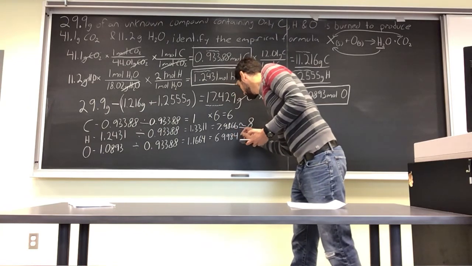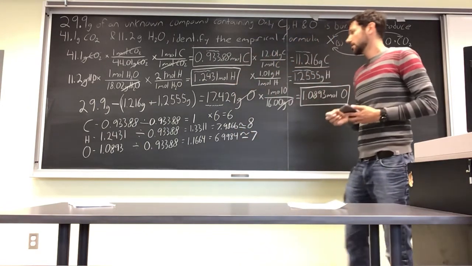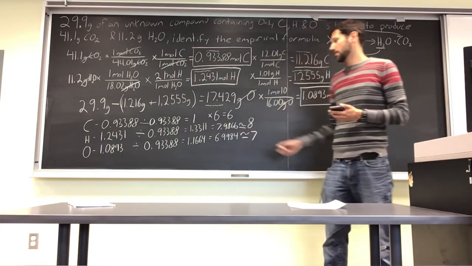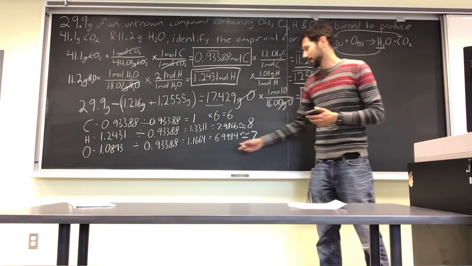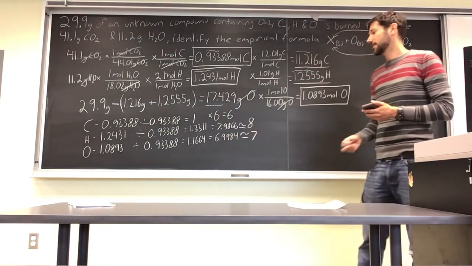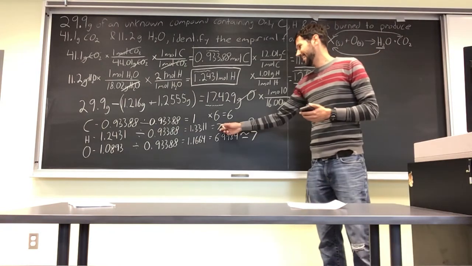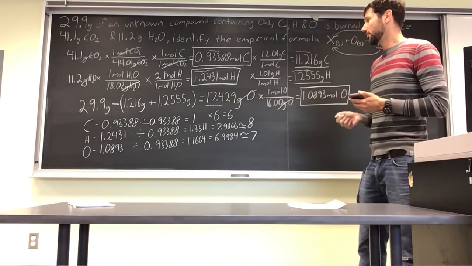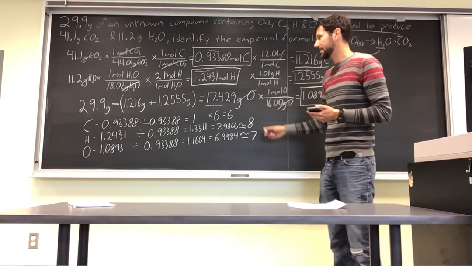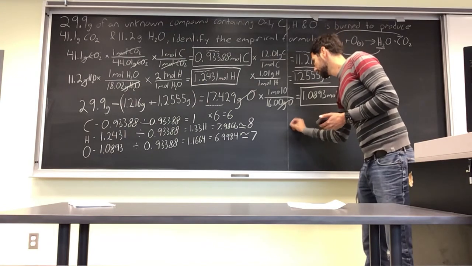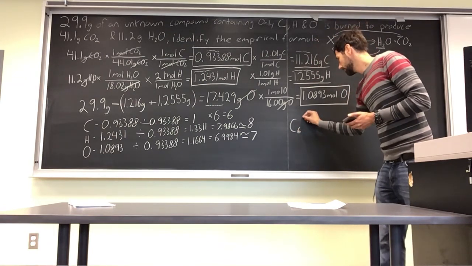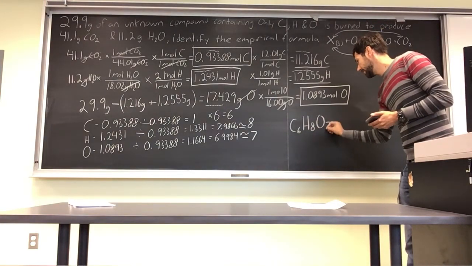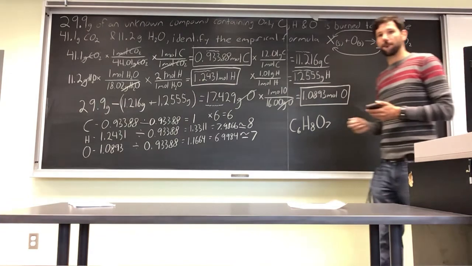Which is around 7. So if the numbers are extremely close to whole numbers, like 7.9, 6.9, you can see 6.9 is going to round up with 3 significant figures to 7. We can see 7.98 is only going to round up to 7.99, but 7.99 is very close to 8. So we can confidently see that the ratio is 6 to 8 to 7. So what we have here is C6H8O7 as our empirical formula for this compound.